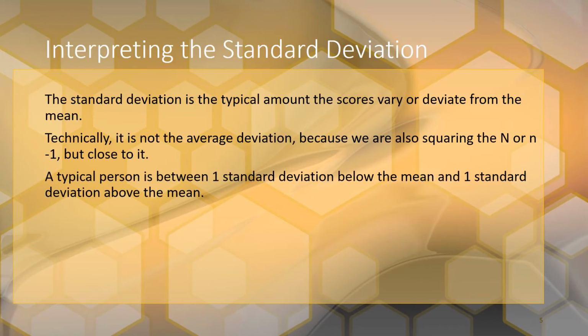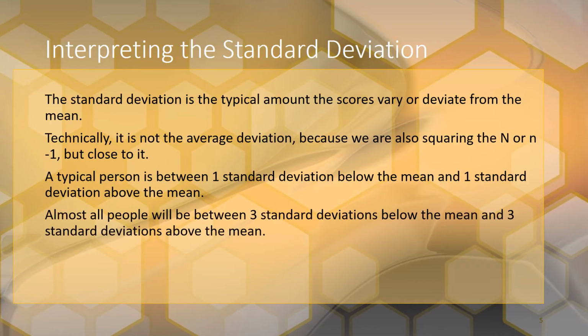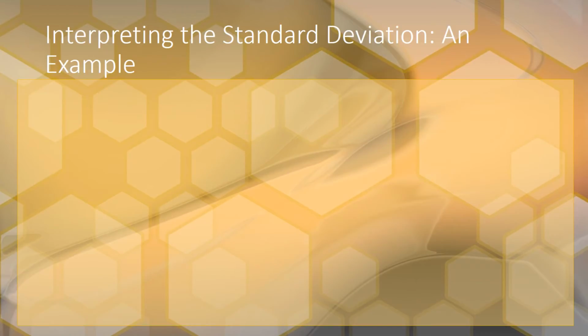Here's a rule of thumb that you can use. A typical person is between 1 standard deviation below the mean and 1 standard deviation above the mean. And here's another rule of thumb you can use. Almost all people will be between 3 standard deviations below the mean and 3 standard deviations above the mean.